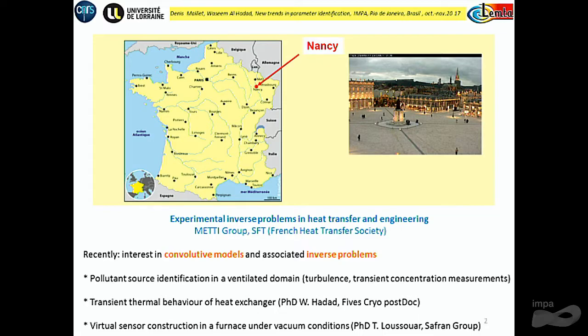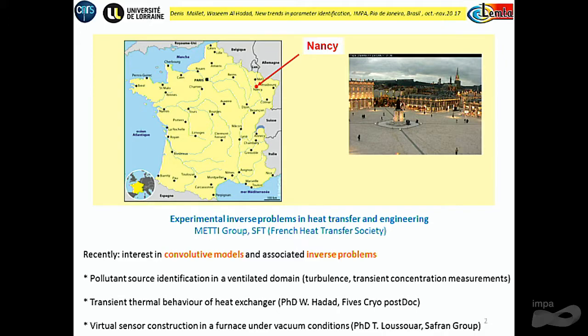My lab, LEMTA, which is an engineering lab mainly on mechanics and energy, is located in Nancy, in the eastern part of France. Nancy is a city very famous for its old 17th century square. As LCO told, my main topic is experimental inverse heat transfer problems in engineering. And recently, I got an interest in convolutive models and their associated inverse problems.